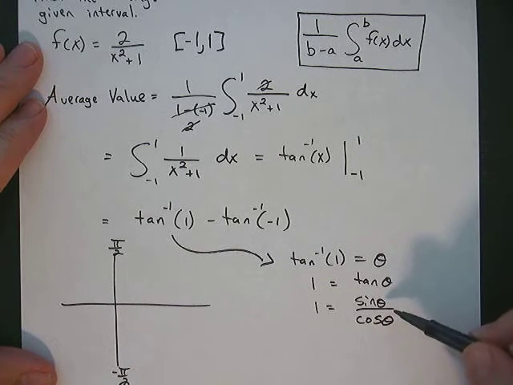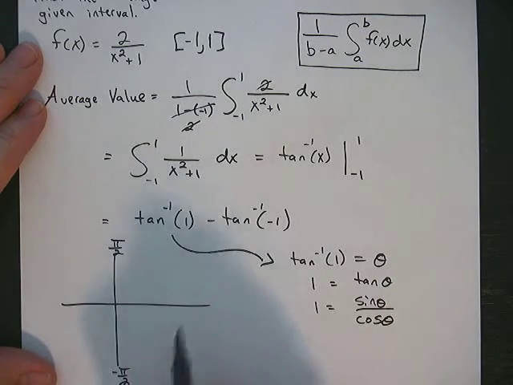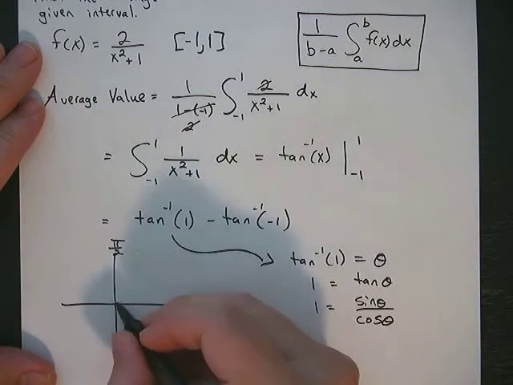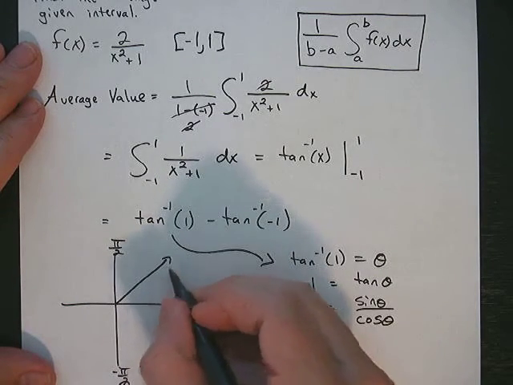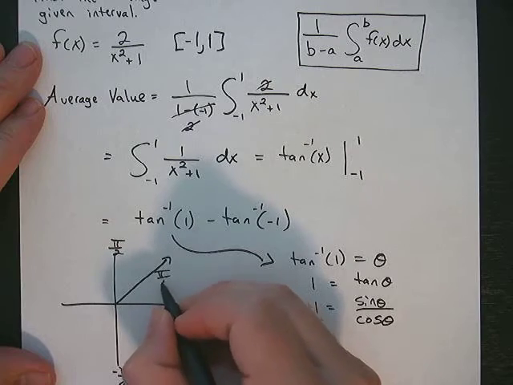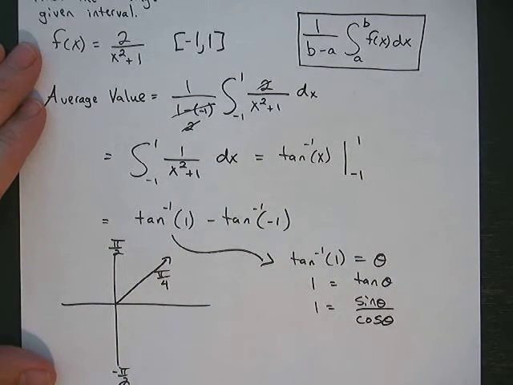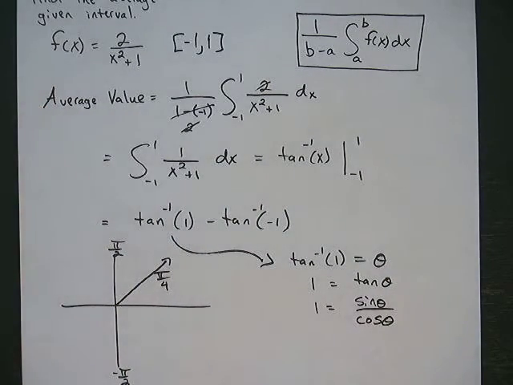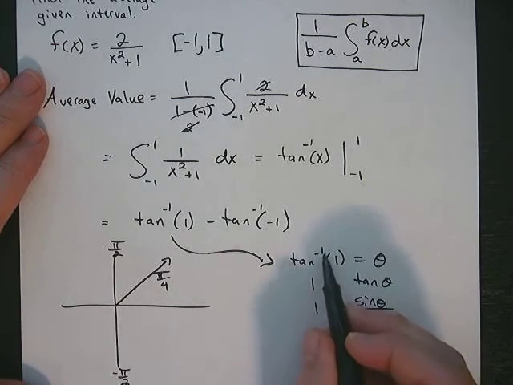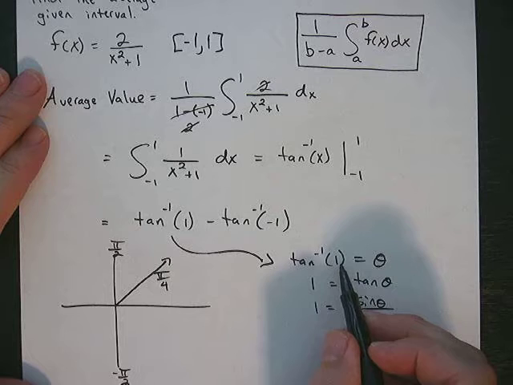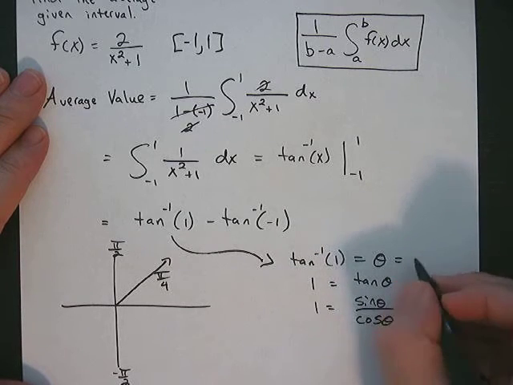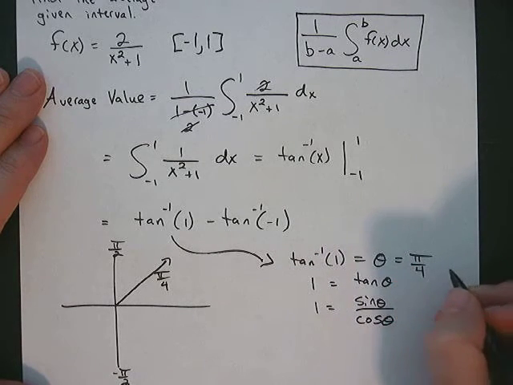So the question we're asking ourselves is where on the unit circle, but between -pi over 2 and +pi over 2, where are sine and cosine the same? And that's going to happen at pi over 4. Okay, so at pi over 4, both sine and cosine there have values of √2 over 2. Okay, so for tangent inverse of 1, theta is equal to pi over 4.